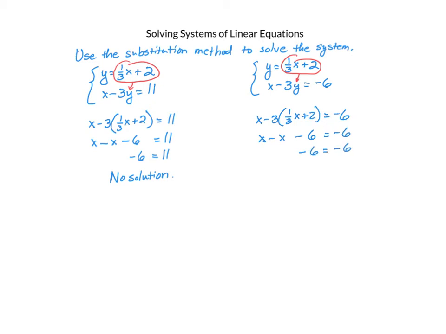Well, this is different from the problem on the left-hand side. On the left-hand side, this equation is never true. -6 equals -6 is always true. And that means we have a scenario where these graphs would be the exact same line. Every point that is a solution to the first equation is also a solution to the second equation because they're equivalent equations. So we would write infinitely many solutions. And we know this is a dependent system.